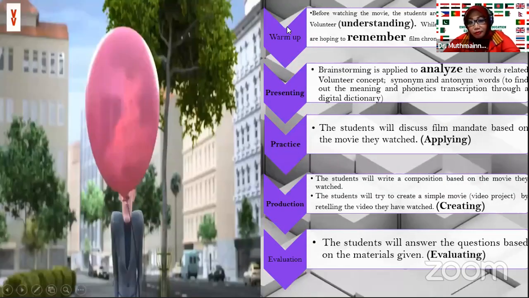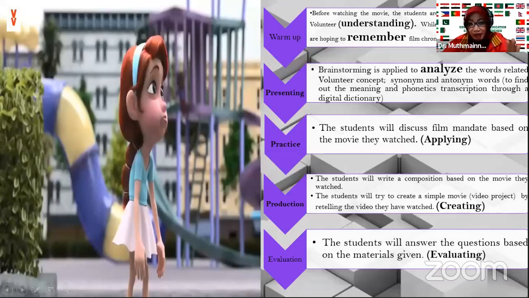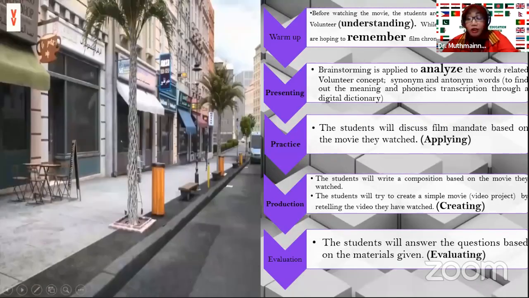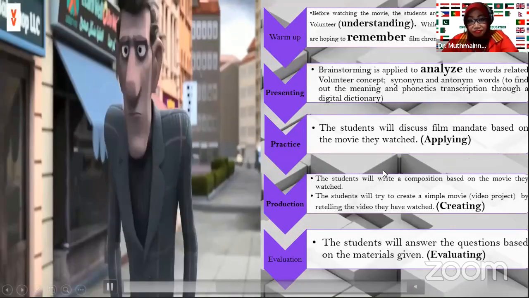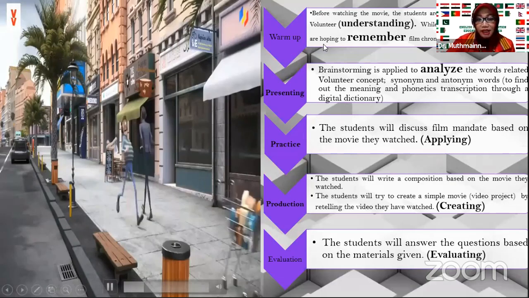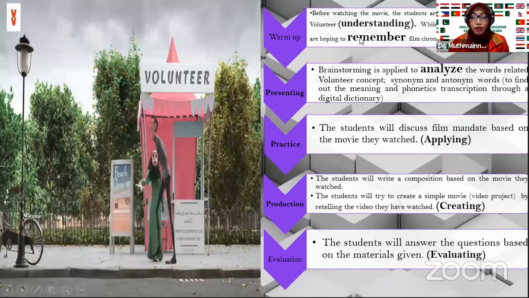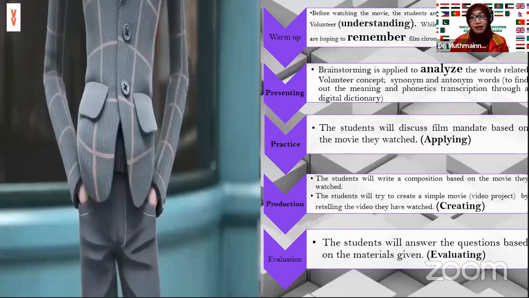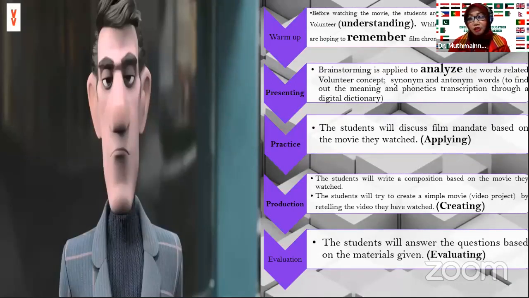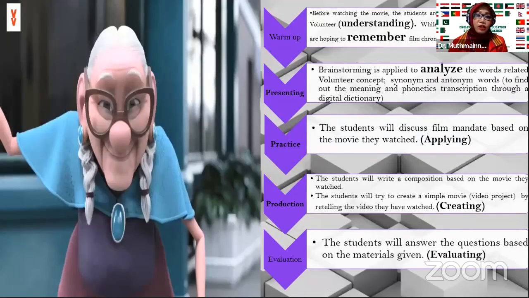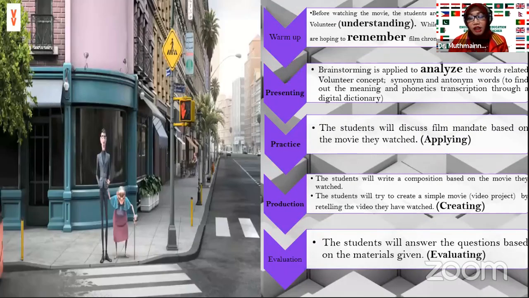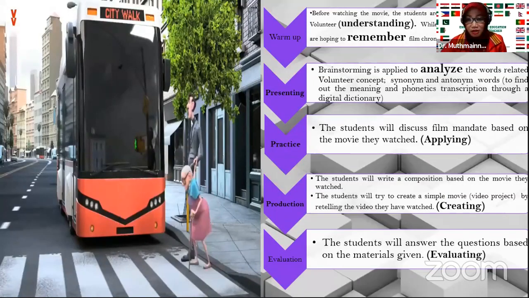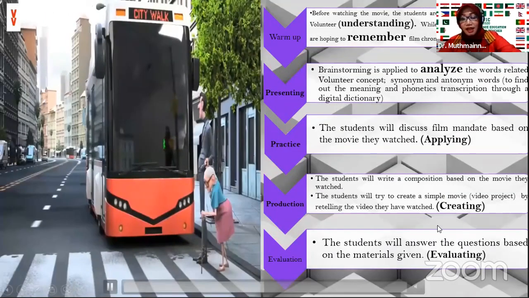I break it down into only 5 phases in your classroom, and you can achieve the Bloom taxonomy of higher-order thinking skills. For example, in the warm-up, you ask your students to understand volunteering, because this film talks about volunteers. This needs understanding. While your students watch the film, they need to remember the film chronology. Why chronology? Because at the end we need them to create and retell the film.